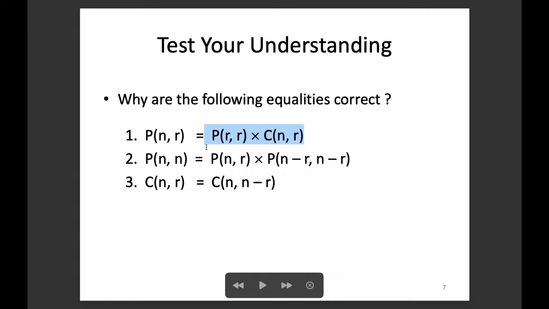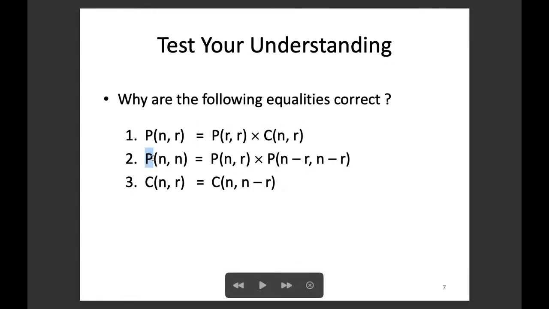Although we don't have any formula for P(N,R) yet, we will later talk about the formula for P(N,R). But without any formula, we still know that this has to be true. And the proof technique that we are using here is called the combinatorial argument. We argue the correctness of an identity by using the meaning, the combination or permutation meaning, of the terms.